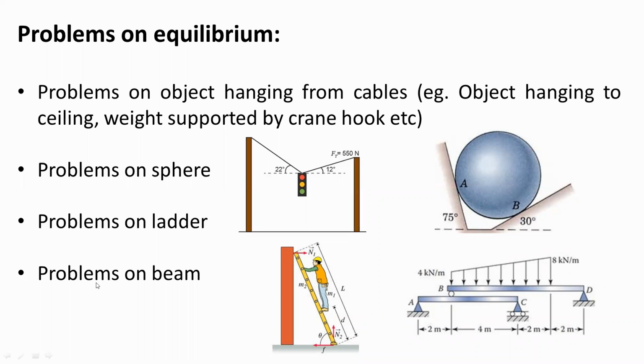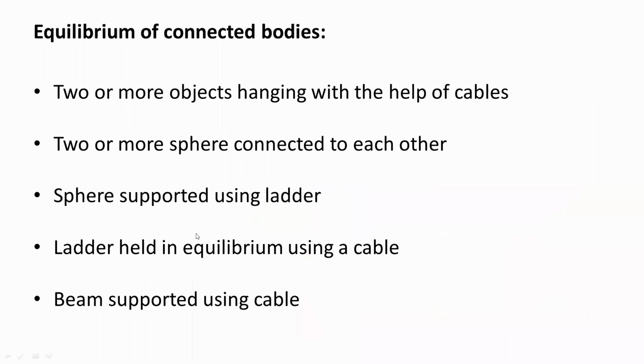And the last category is the problems on the beam. The last image is the beam. We can use the condition of equilibrium and find out the support reactions for different points. So we will cover these problems one by one.